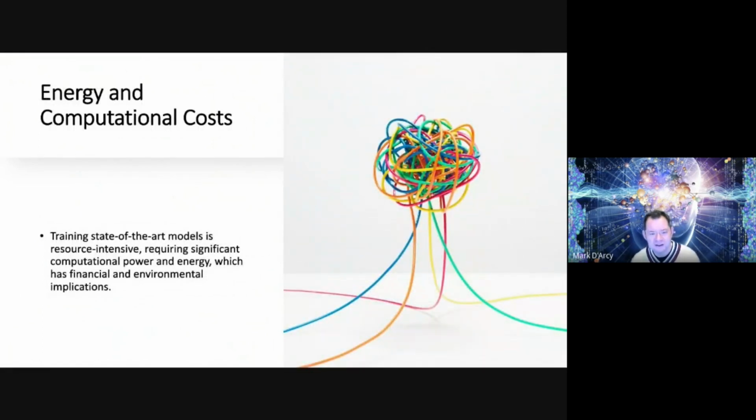Energy and computational costs. Training state-of-the-art models is resource intensive, requiring significant computational power and energy, which has financial and environmental implications. Although, as we all know, computers get faster and they get smaller, more powerful, more energy efficient as time progresses. So the computational and energy costs are likely to go down.